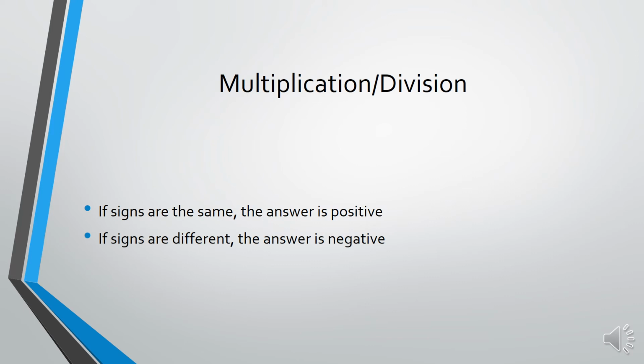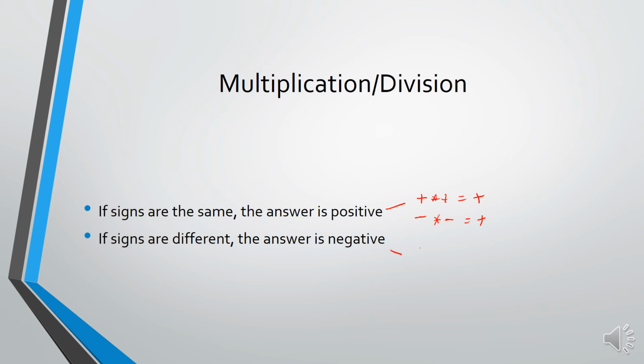For multiplication and division of integers, if the signs are the same, then your answer is going to be a positive integer. So if I'm doing a positive integer times another positive integer, my answer will be positive. If I'm doing a negative integer times another negative integer, my answer is going to be positive. This is for multiplication and division. So you could substitute these multiplication signs for a division sign. If the signs are different, then the answer is going to be negative.